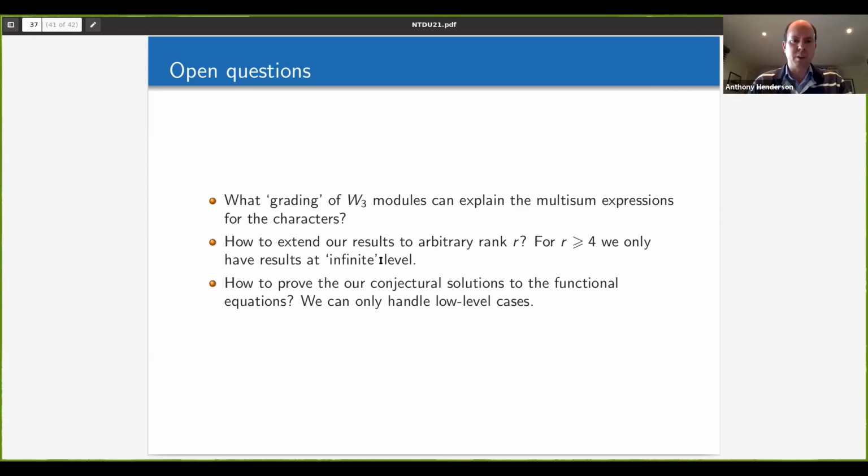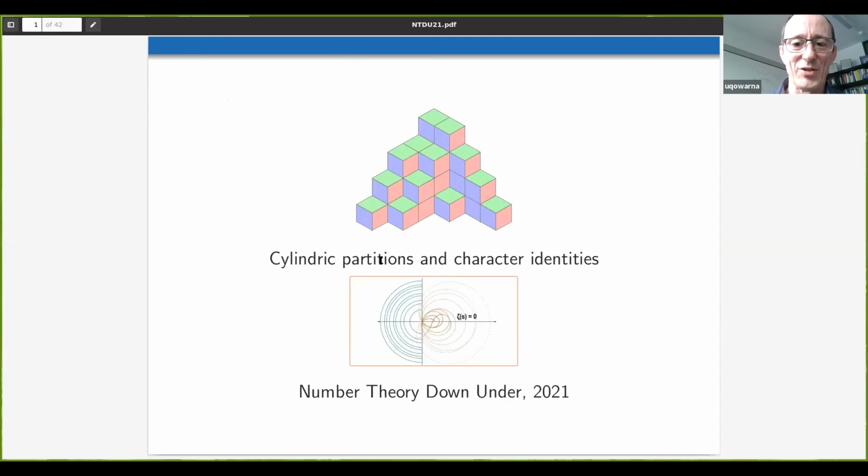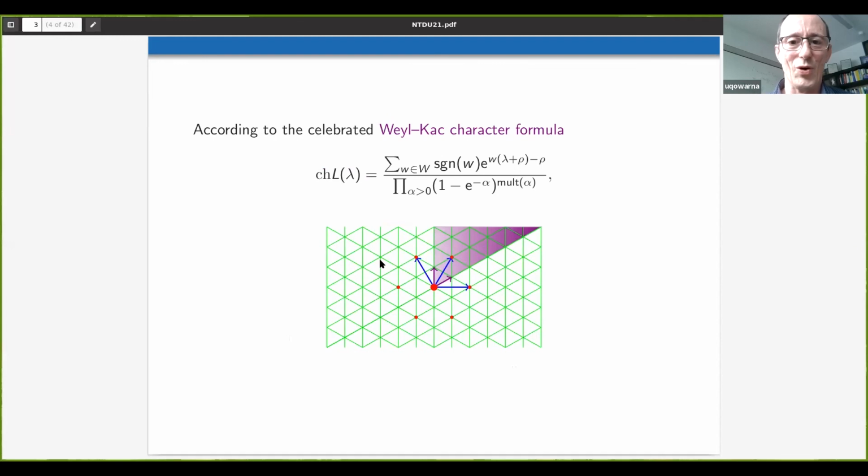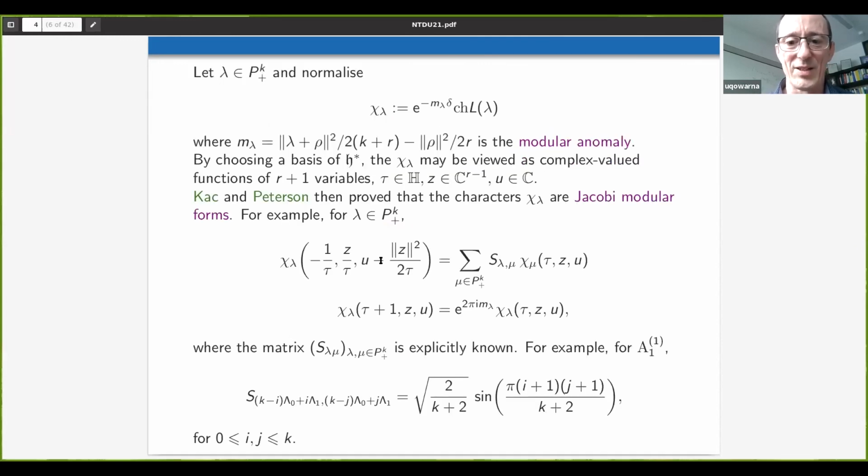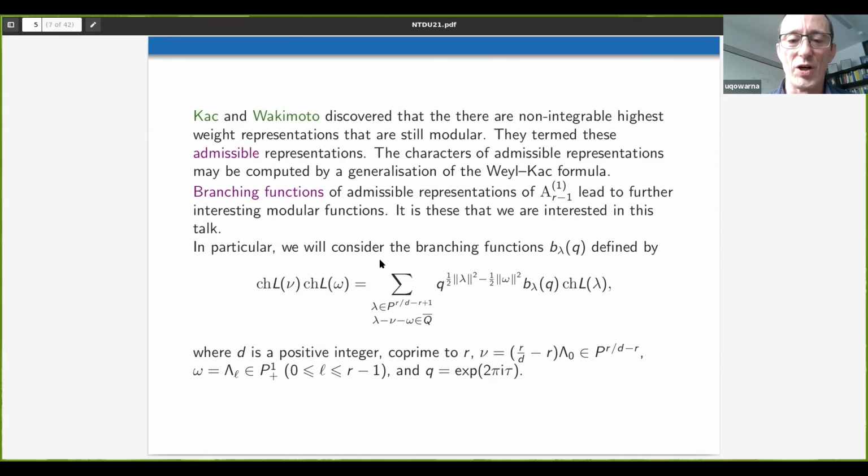Ola, I was wondering about not just higher rank, but types other than A. Oh, that's a very good question. Types other than A. At the moment in the cylindric literature, certainly everything I said at the very start of my talk, which was a little bit rushed, the whole theory developed by Kac and Peterson and Kac and Wakimoto and so on, of course applies to any type. And so obviously we would like combinatorial models for these things for any type.